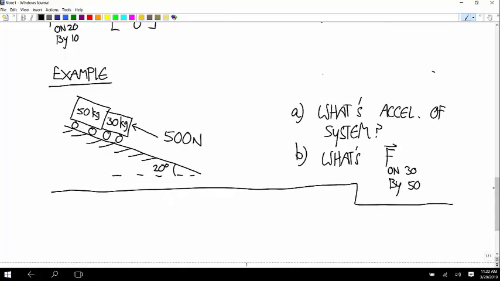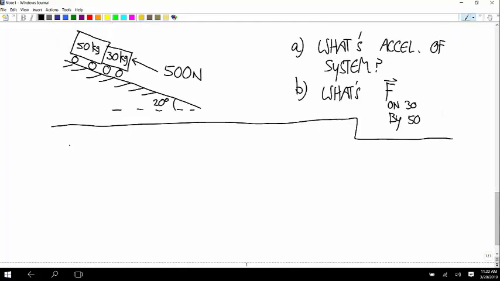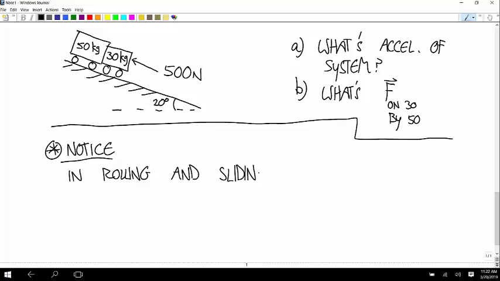Okay, so in any kind of rolling or sliding problem, so notice, in rolling and sliding problems, and this is going to be really important when we get to friction problems, use a coordinate system with the y-axis pointing directly out of the surface.